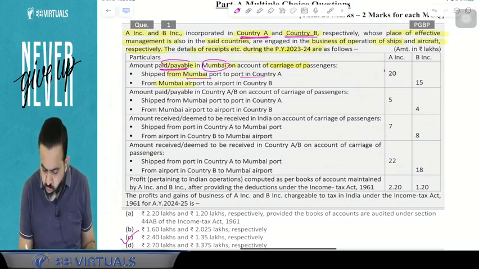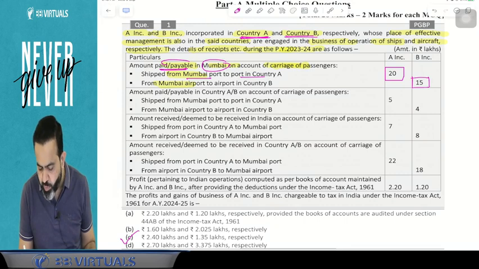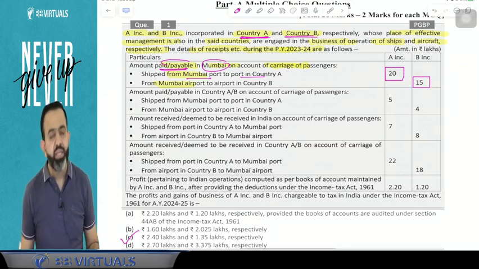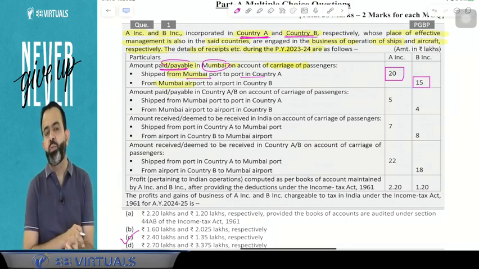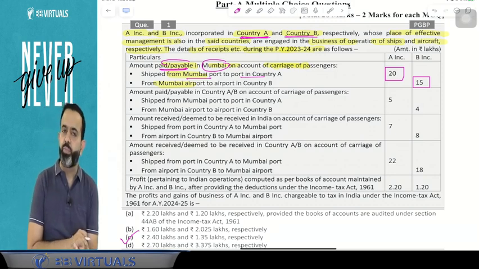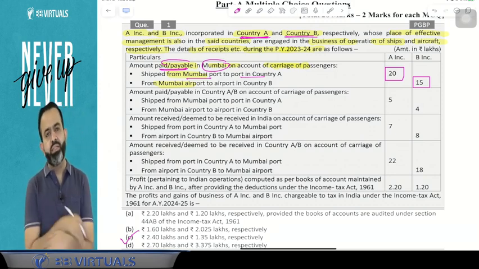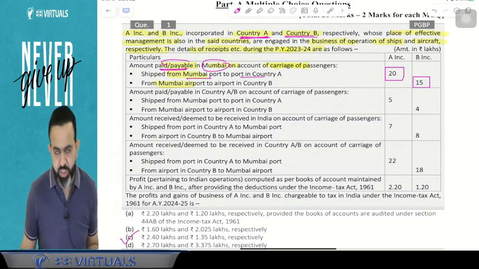So guys, here this 20 lakh rupees and this 15 lakh rupees we will consider for the purpose of calculation of income, because in case of the shipping business, you know that 7.5% of freight is treated as your PGBP income, and in the airlines business 5% is treated as your PGBP income.